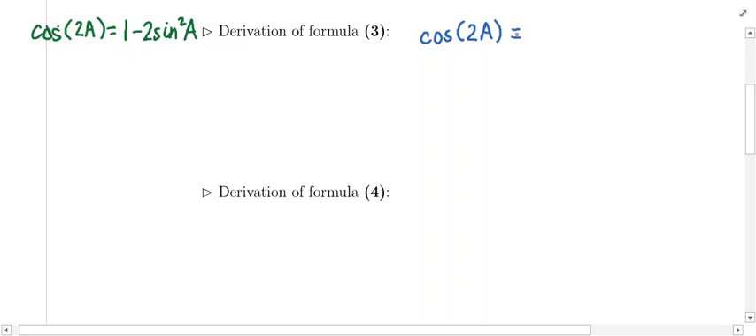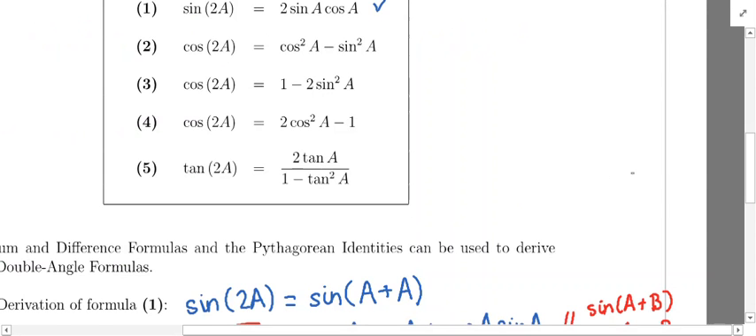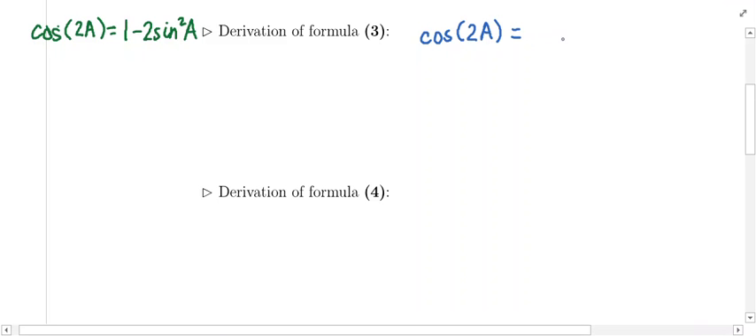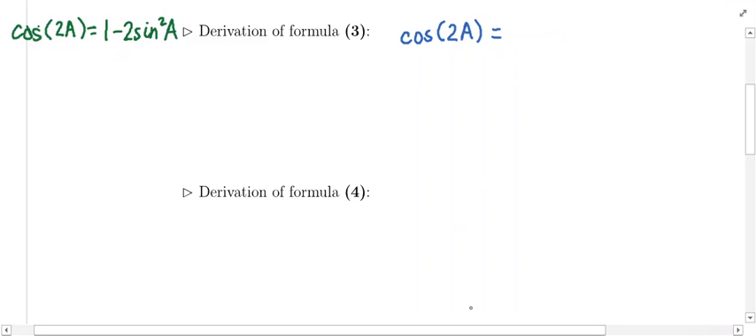Well, remember what we just proved. We just proved that the cosine of 2A is the same thing as the cosine squared of A minus the sine squared of A. So I'm going to use that fact because I've already proven it. So the cosine of 2A is equal to the cosine squared of A minus the sine squared of A.